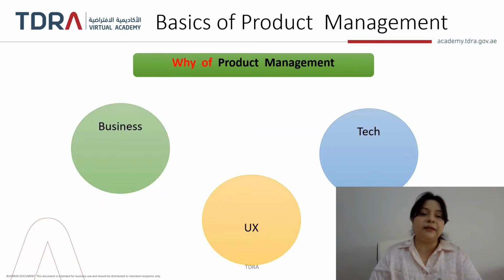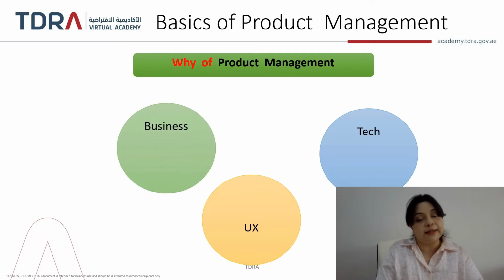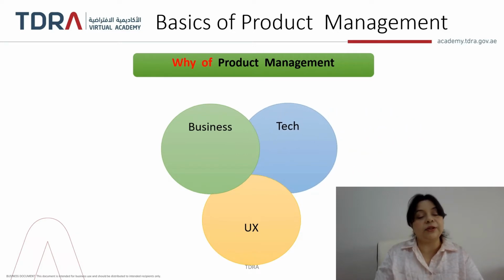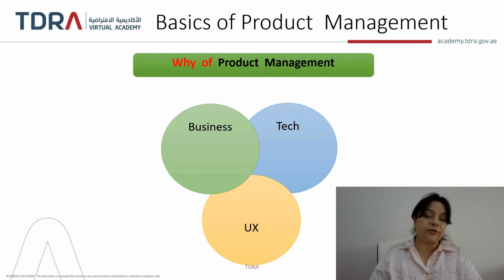Let's understand it in a little more depth: product management has the three elements of business, technology, and the UX or the user design. And these three are the intersection points that actually create a fantastic product, which is a real product in the market with a real value.